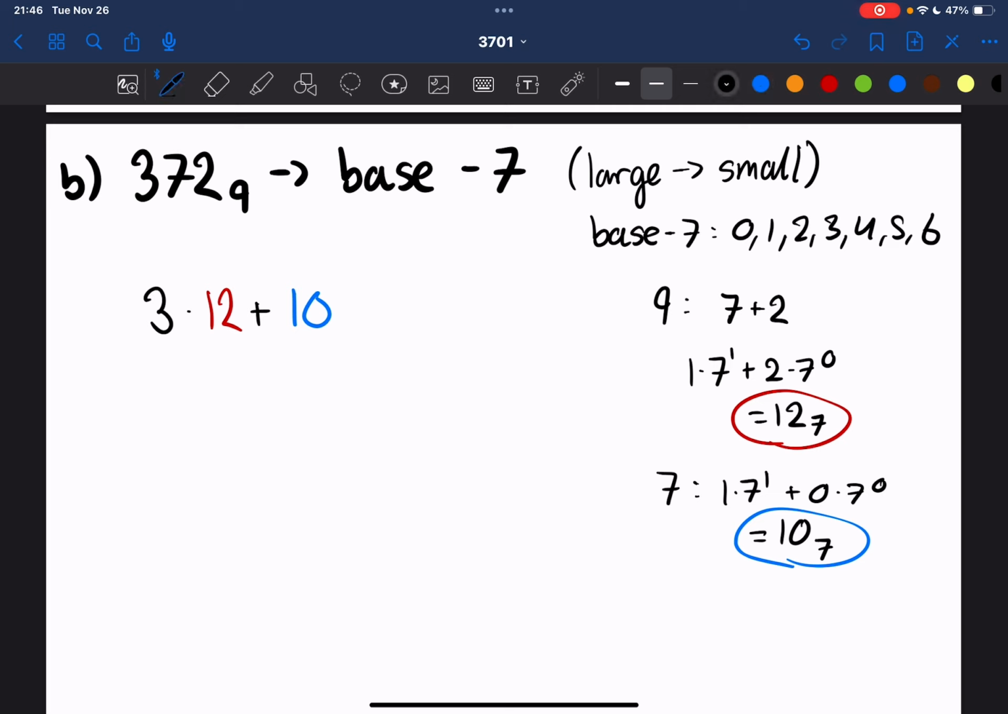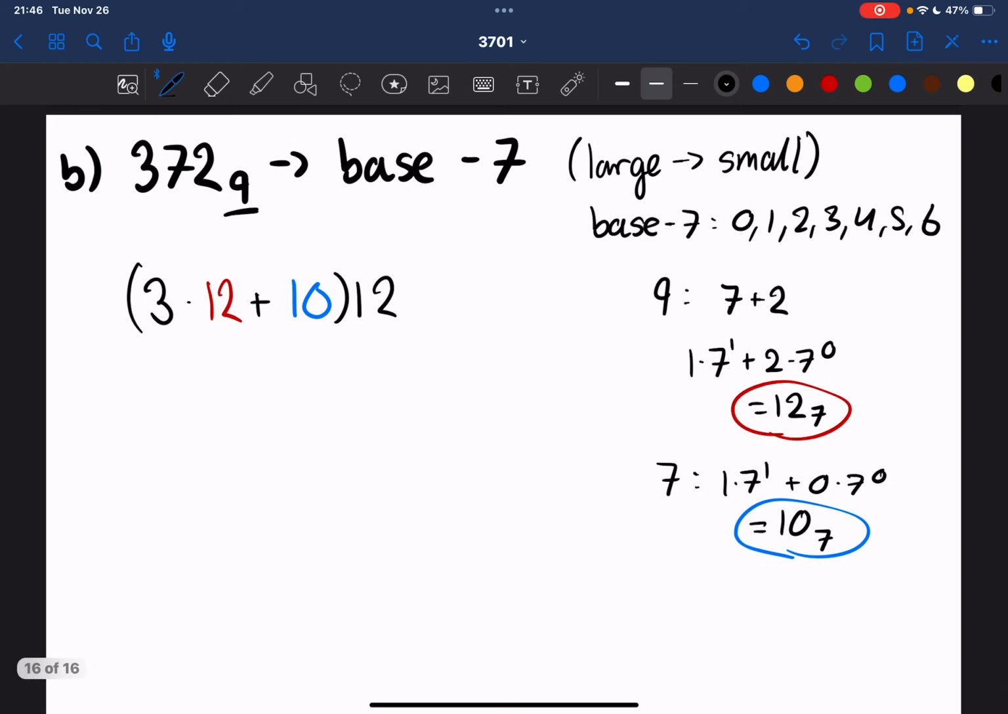All right, so that's what we have to do. And then multiply by the base, which, again, we're still working in base 9 right now, but it's not base 9, it's base 12, which is, I think, a little bit confusing, but it comes from this part here.